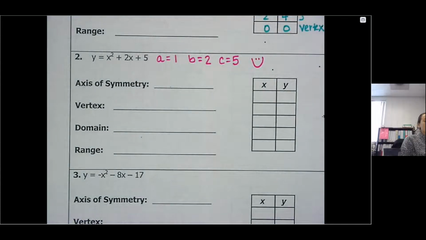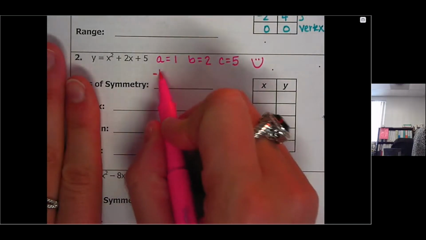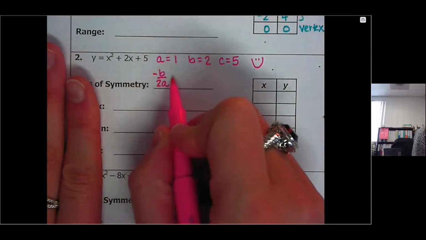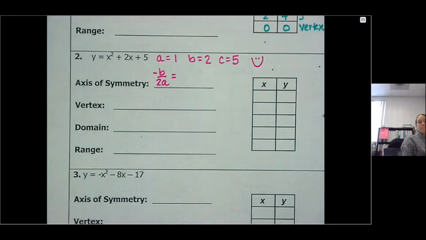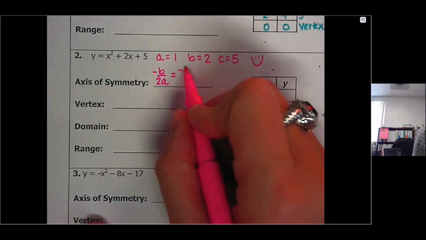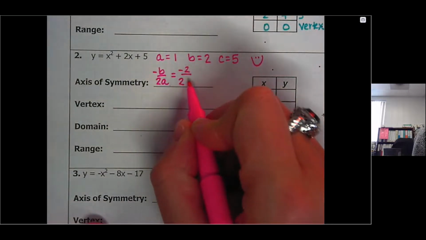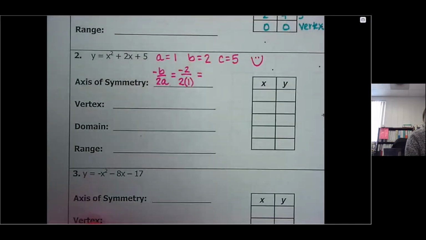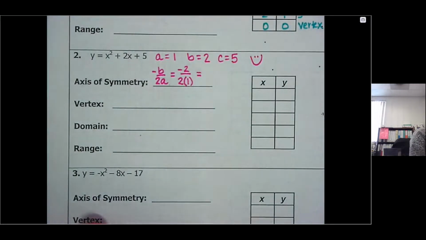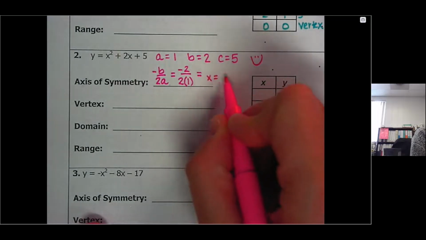So we'll start with our axis of symmetry, negative B over 2A. Okay, who wants to tackle that for me? It's going to be negative one. So it's negative two over two times one, good. And so your answer is what? Good, X is equal to negative one.